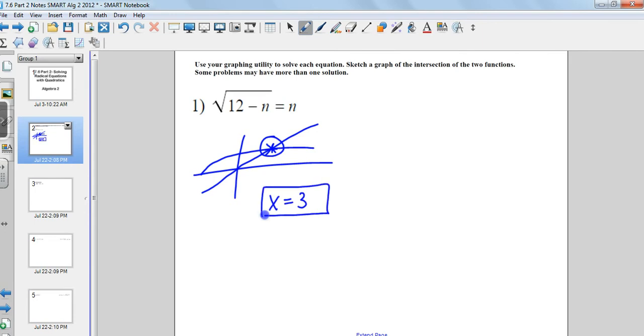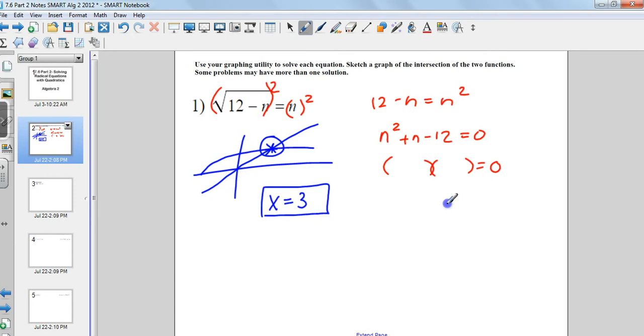And trust me, that's a lot quicker than doing the quadratic method. I can do that for you real fast if you don't believe me. If I were to square both sides of this equation, I'd end up with 12 minus n equals n squared, and then we'd have to solve this quadratic through one of our methods. So I would pull everything to one side, set it equal to 0, and then you'd have to go ahead and either factor it or use the quadratic formula or complete the square. So we'd get n plus 4 and n minus 3.